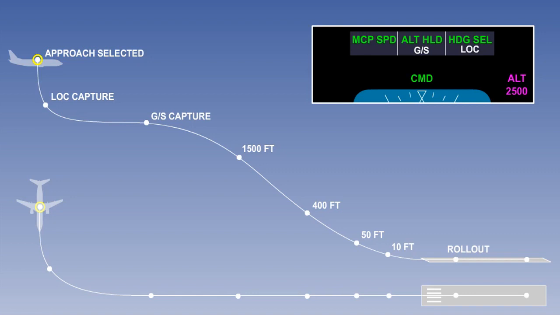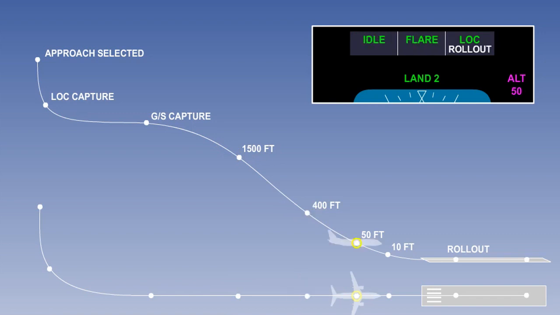During this lesson, you have learnt the selections a crew makes during an Autoland approach, from approach to localizer and glide slope capture. Then, the radio altitude heights of 1,500 feet, 400 feet, 50 feet, 10 feet, and finally, landing and rollout. You also learnt the sequence of events when the crew operated the Takeoff Go Around switches.